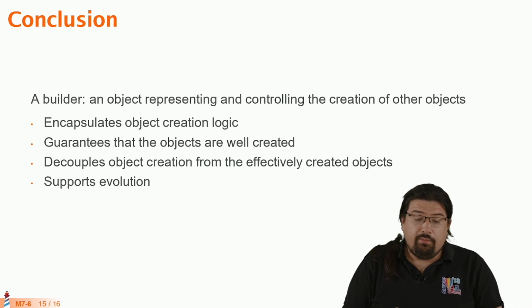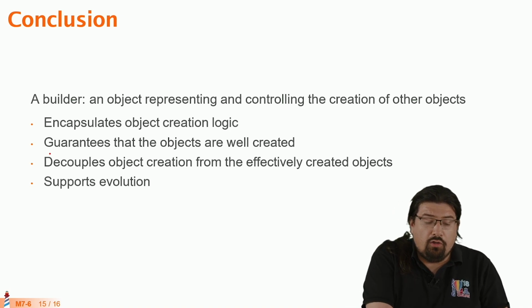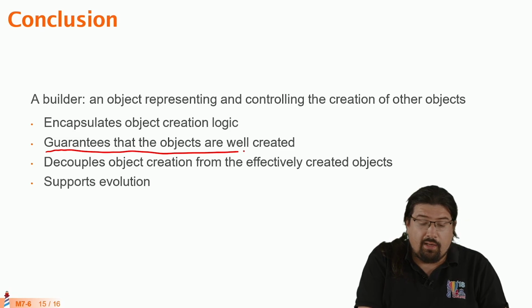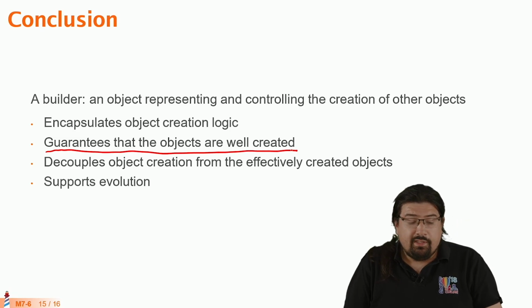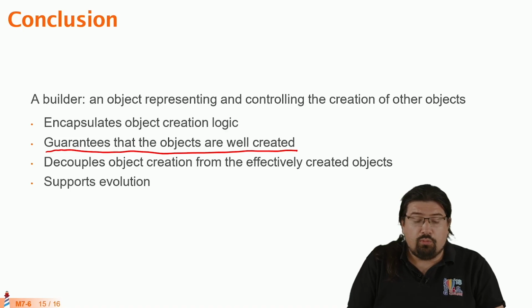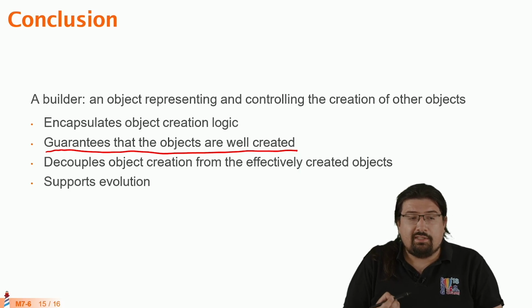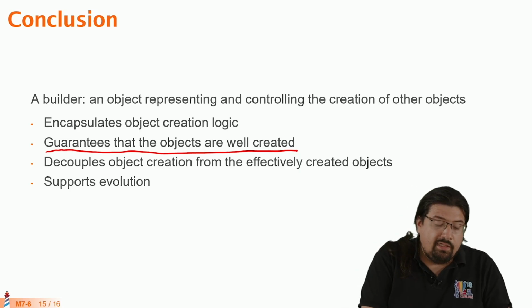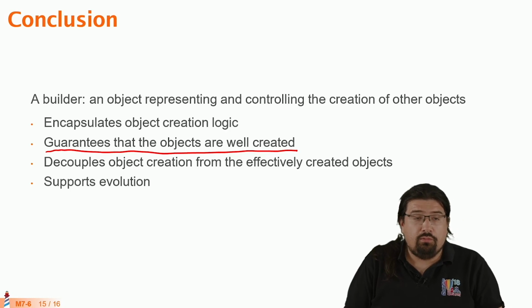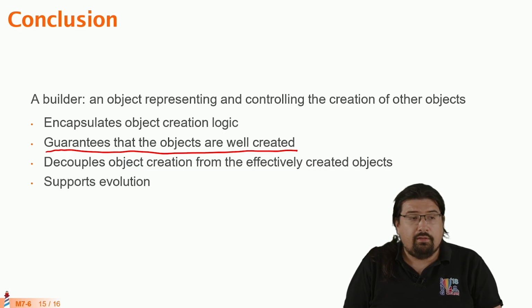As a conclusion, the builder represents and controls the creation of objects. It encapsulates this creation logic. We are always sure that we have a well-created graph of objects, and we have a decoupling between what the user asks of the builder and what the real objects instantiated at the end are. And this gives us a way of decoupling evolution, because we can always evolve the implementation without affecting its users.